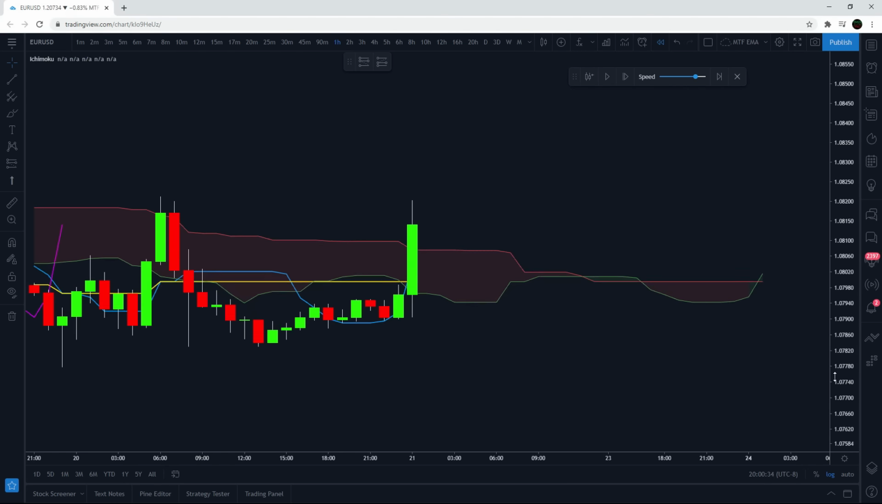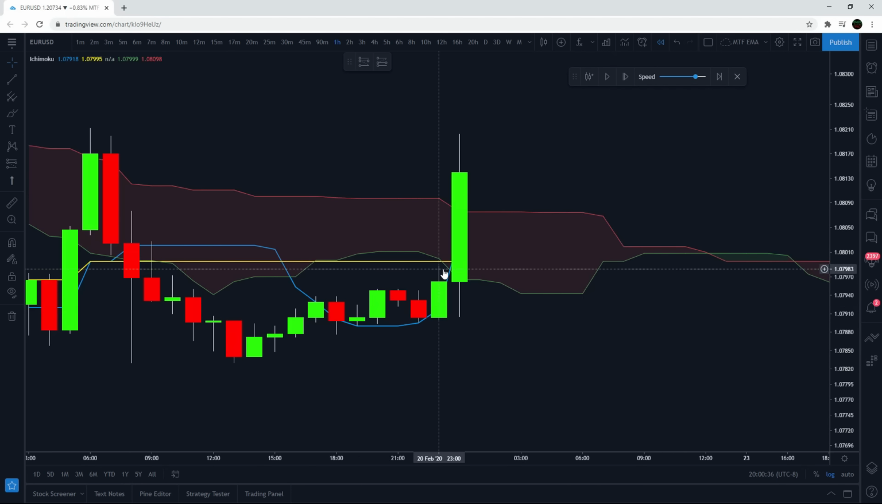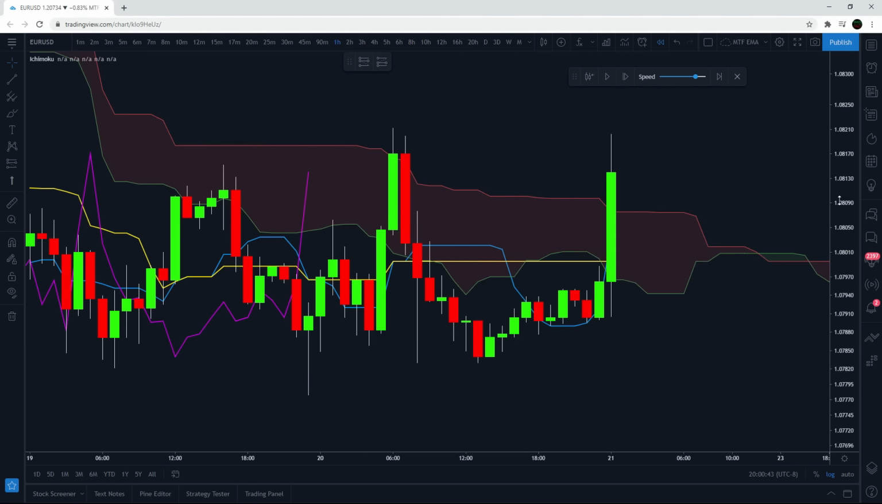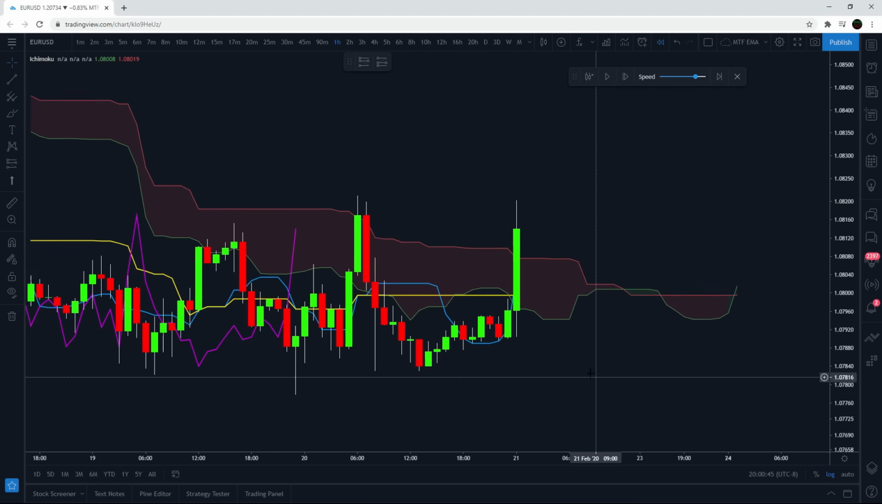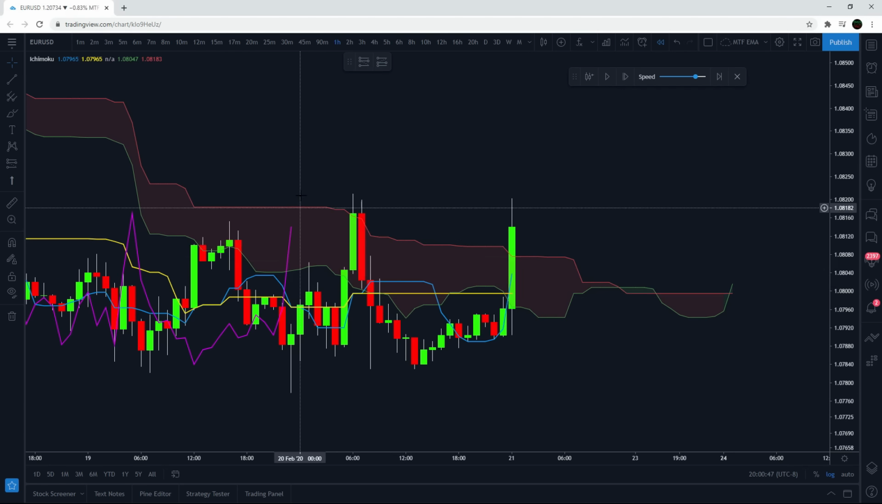The next thing we want to see is the conversion line above the baseline. Yes, it is. On this candle close, the conversion line has crossed above the baseline, but one thing's not present. We don't have the lagging span above the cloud, so we need to wait.